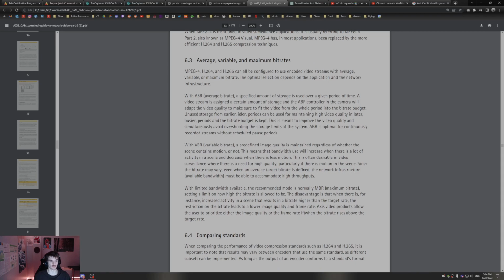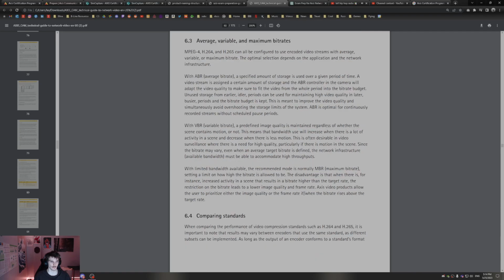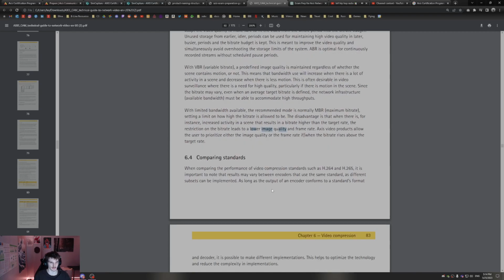With variable bit rate, the image quality is maintained regardless, but this means that bandwidth will increase, of course, when there's more activity in the video. When maximum bitrate is used, you're setting a maximum limit for the camera. When there's video with a lot of activity and it goes over that maximum bitrate level, you're going to see a lower quality in the video image.